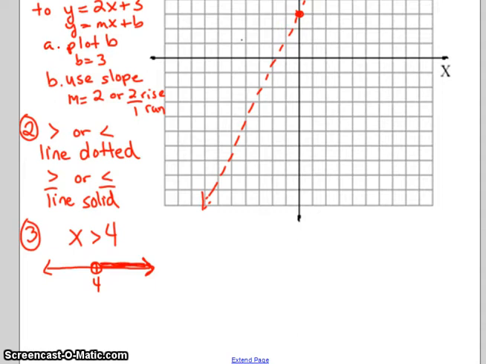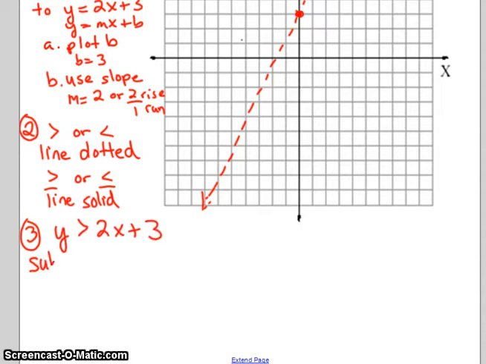Here, we're going to take our equation and substitute in any point not on the line.